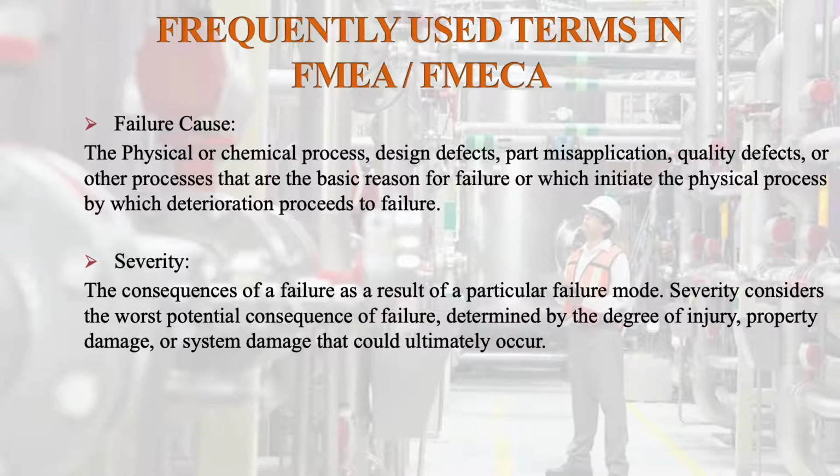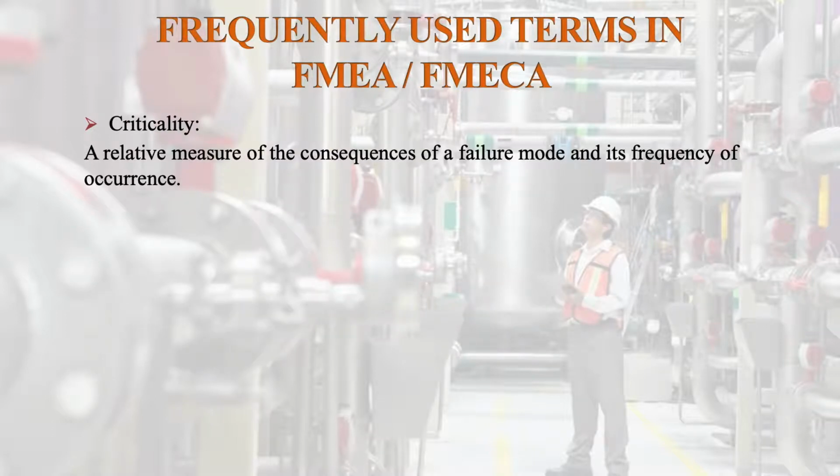Then severity. The consequences of failure as a result of particular failure mode. Severity considers the worst potential consequence of failures determined by the degree of injury, property damage or system damage that could ultimately occur. Then criticality. A relative measure of the consequences of a failure mode and its frequency of occurrence. These are the various terms used in this failure mode effect analysis technique.